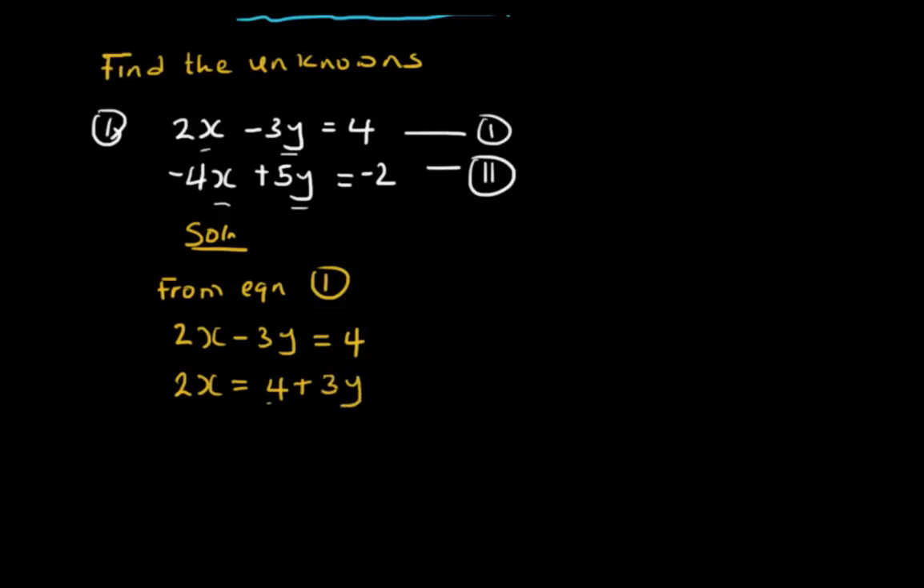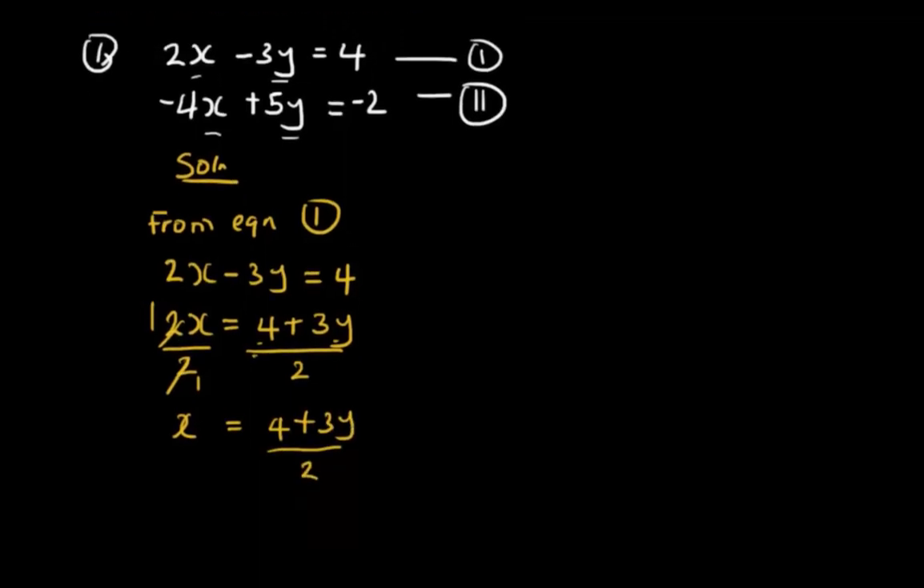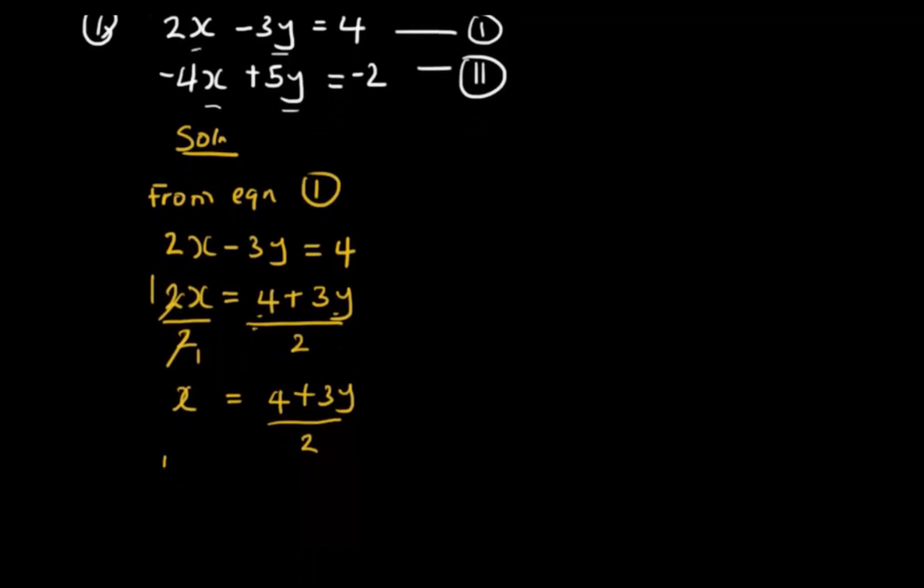Now please don't add these two things, you can't add them up. What we want to make the subject of the formula is x, not 2x. So to make x the subject of the formula, we divide both sides by 2. 2 here 1, 2 here 1. So I'm left with x equals 4 plus 3y all over 2. Now I hope you understand it to this point. So we can now put x equals 4 plus 3y all over 2 in equation 2, which is the second equation in this case.